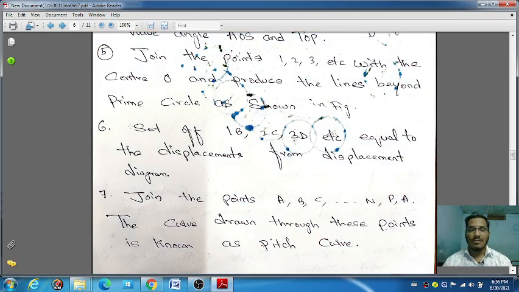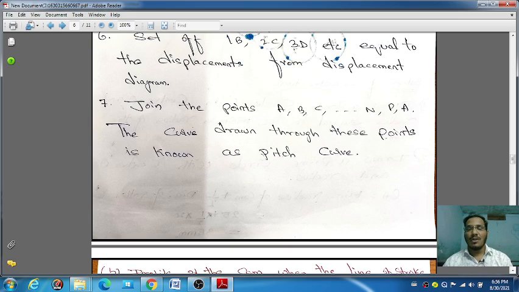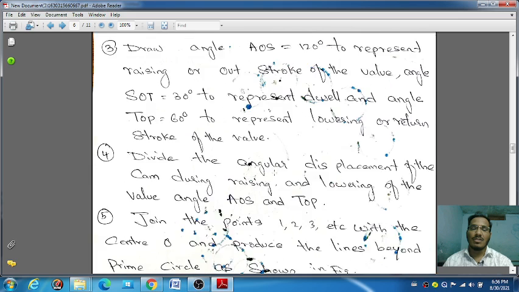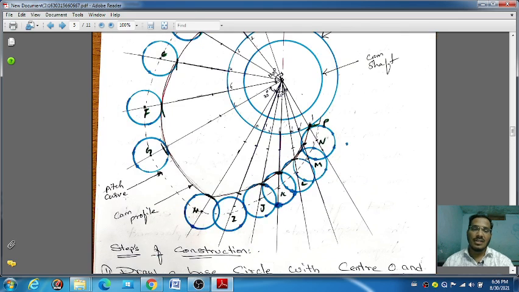Okay, set of 1B, 1C. I told you to take the compass reading on the displacement diagram and cut the arc on the lines, then join the points. This curve drawn through these points is known as the pitch curve. Okay, that is called the pitch curve. You can see here this line is called the pitch curve.